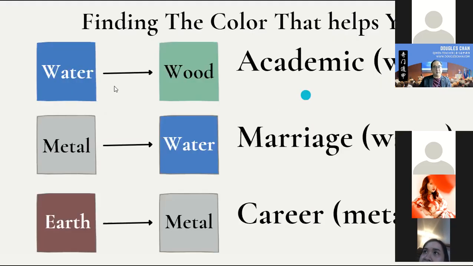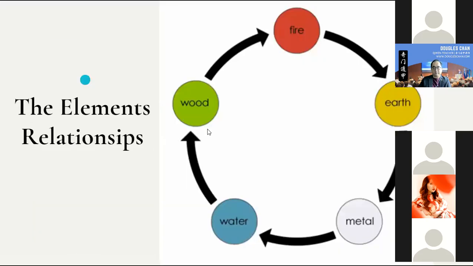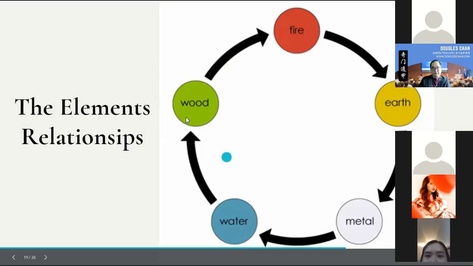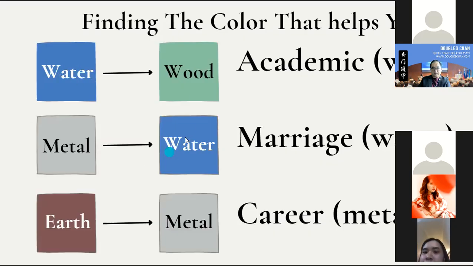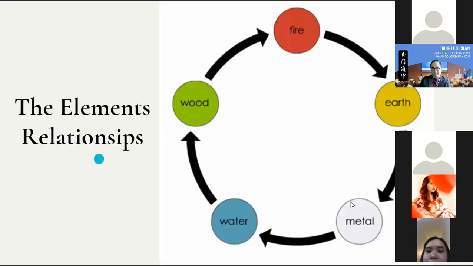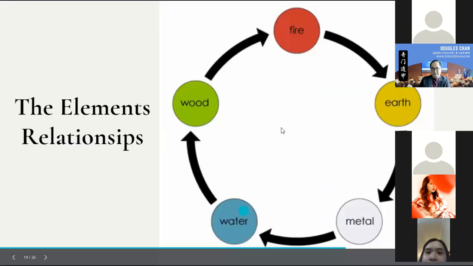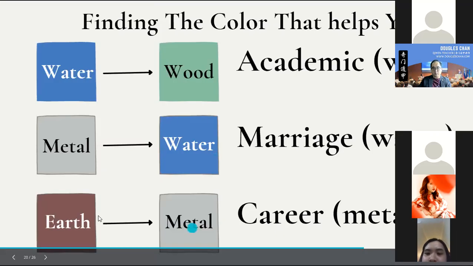So for example, if you are wood and your problem is in academy, you will need water. Why do we need water? If you are wood, you will need water. See? So it's the same relationship. If you are wood, you need water. If you are water, you will need metal. Same thing. If you're metal, you will need earth.